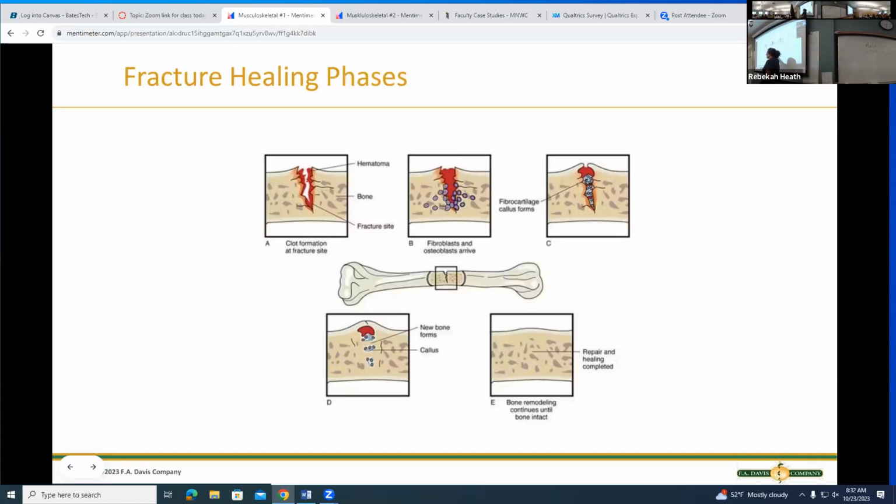I like how it shows us this piece. Like, maybe you have an incomplete fracture. That means it did not break all the way through the bone. If it was a complete fracture, it would be all the way through.